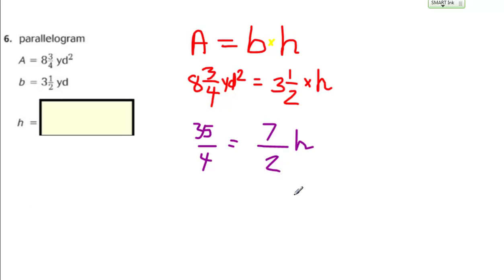All right, when you get to this point and you have fractions in your equation, then you want to use the reciprocal of the coefficient to clear this or to apply your inverse operations. So the reciprocal of 7/2 is 2/7.